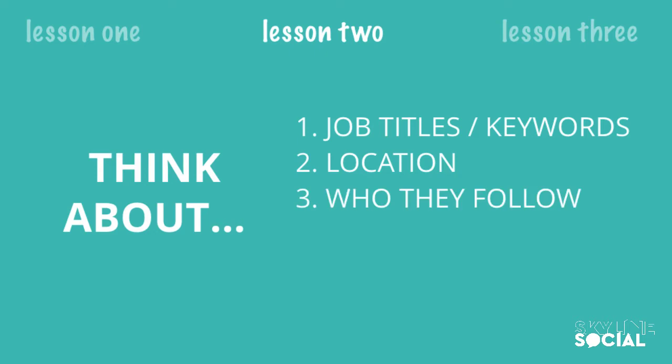The third thing you need to think about is, who do your potential clients follow? Are there any influencers, or any publications or organizations or other Twitter accounts that your potential clients are likely to follow? The fourth thing you need to think about is what events do they like. Events is a really powerful one. Most events these days have a hashtag that's unique to the event.